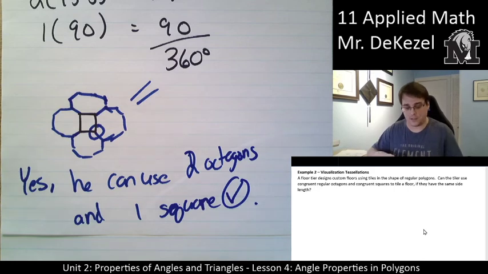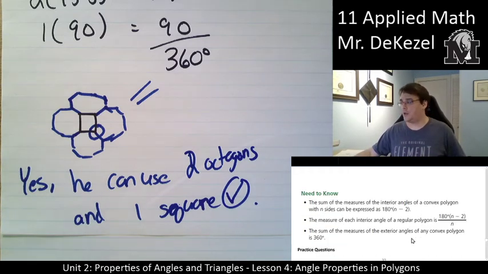Okay. So below, there are some good need-to-know things. Definitely check those out. They have our formulas in it, some things that are useful to know, and how to find out what each interior angle is. You take the total interior angle sum, and you divide it by the number of sides. And any exterior angles are equal to 360.